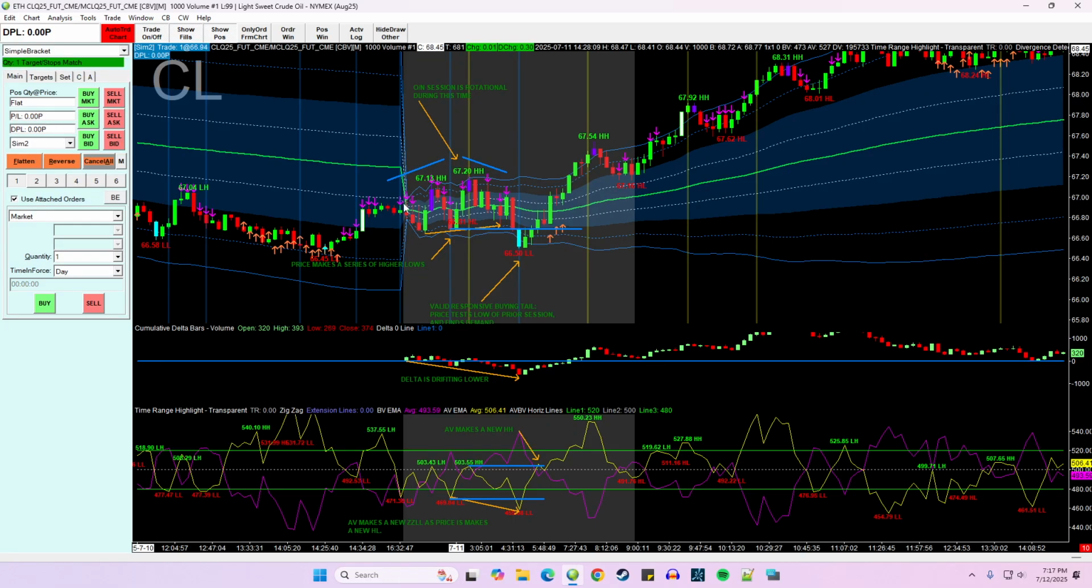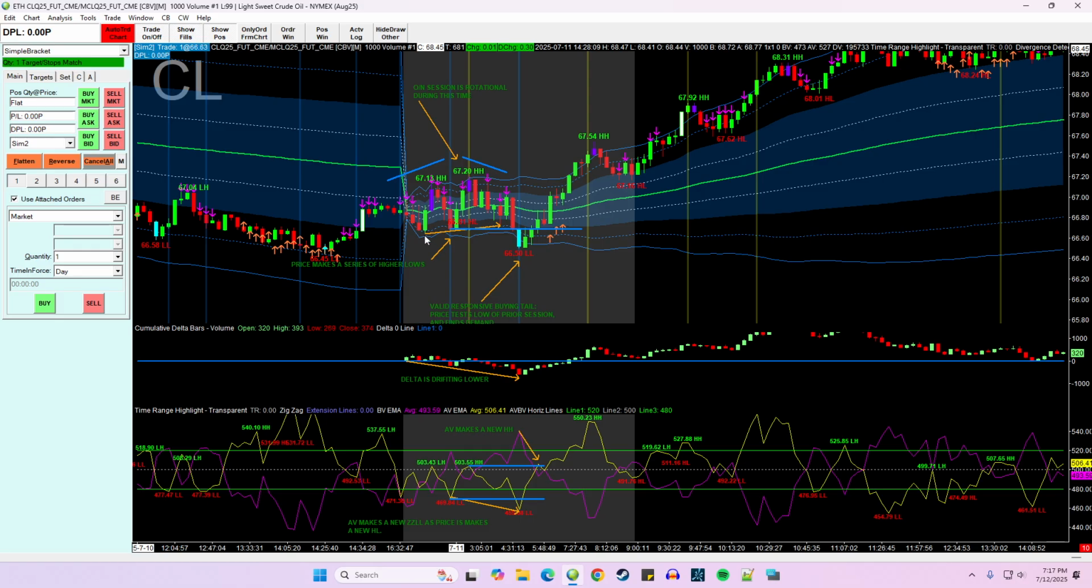The shaded area here is the overnight session, and you can see we open and we kind of balance, rotate back and forth. We opened within prior value area from the previous session. So overnight session is rotational.